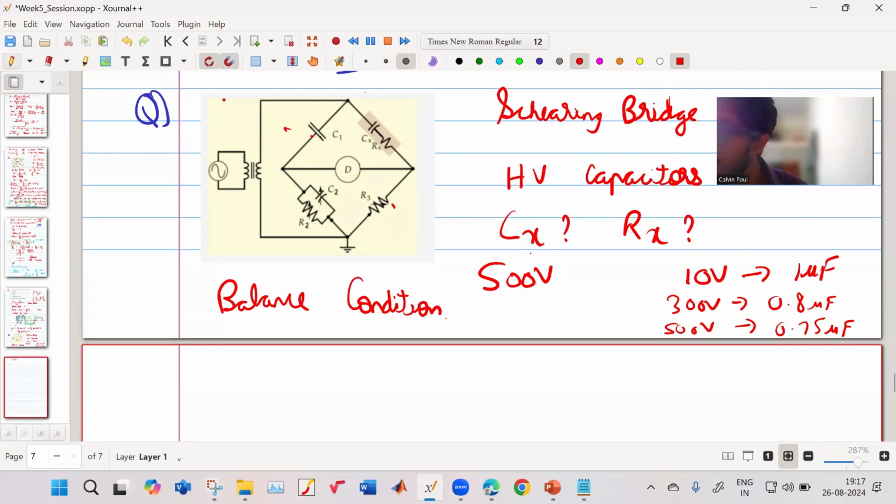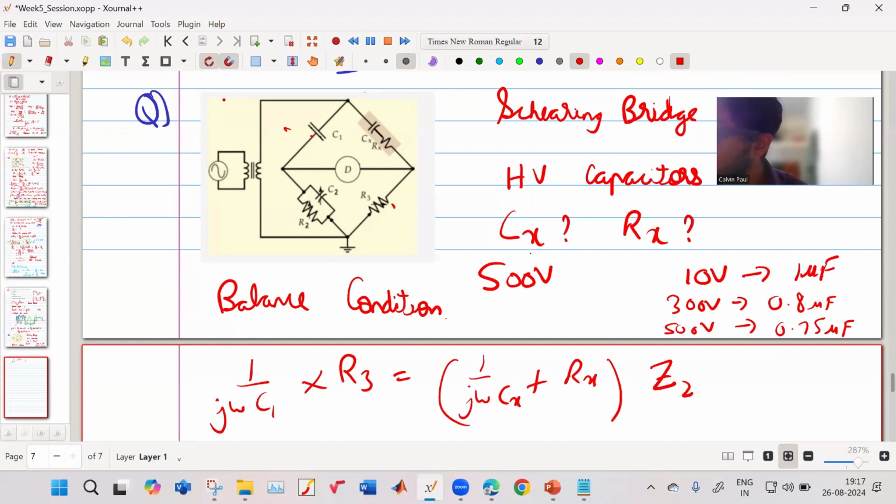We have 1 upon j omega C1 into R3 is equal to 1 upon j omega Cx plus Rx into the Z2. Okay, this is your Z2. Let us say this is your Zx.